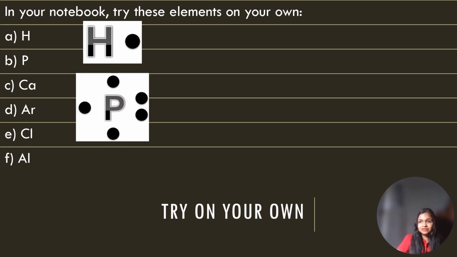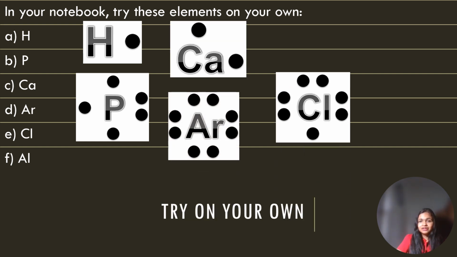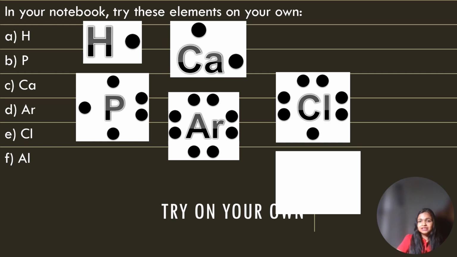Hydrogen, this is for phosphorus. Then calcium, argon, chlorine, and that's for aluminum.